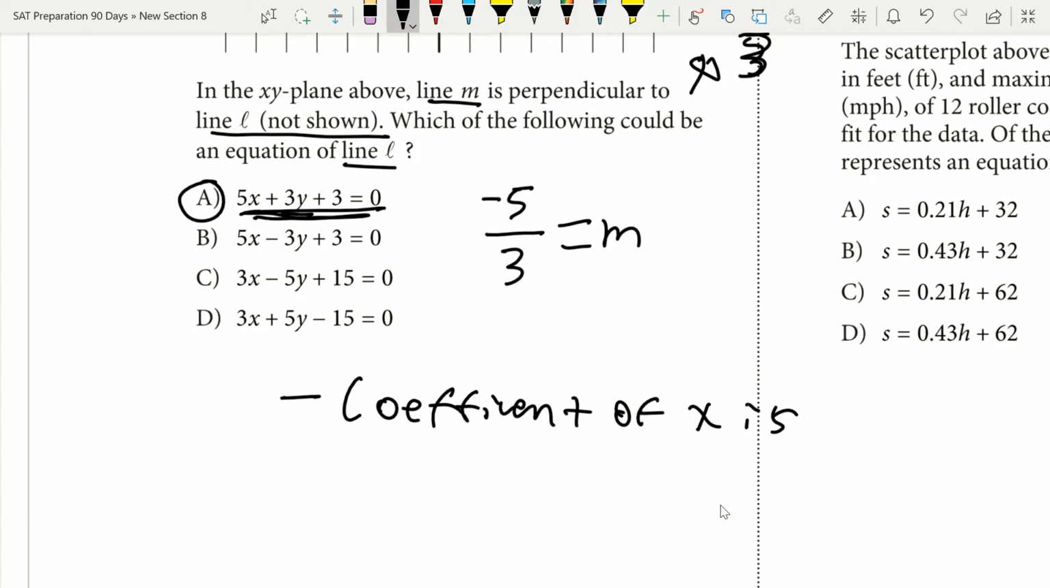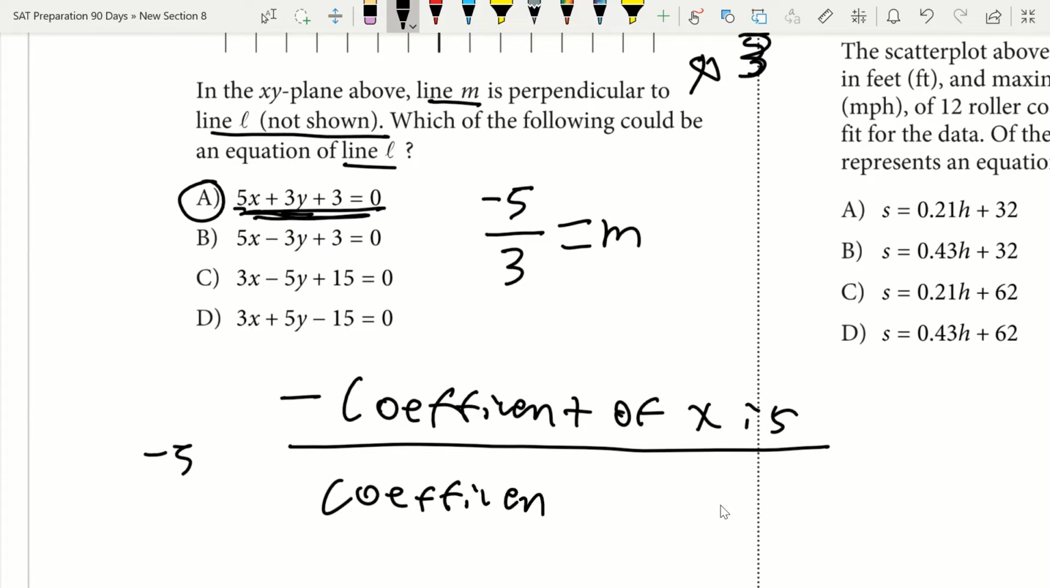Now if it were negative 5, we would have negative negative 5, which would make it positive 5. But in this case it's 5, so we take the negative of that, which gives us negative 5. Then we divide that by whatever the coefficient of y is. In this case it's 3, and since it's positive, we just divide by 3. Now if the coefficient in front of y was negative 3, as it is in B, then we would have to divide by negative 3.